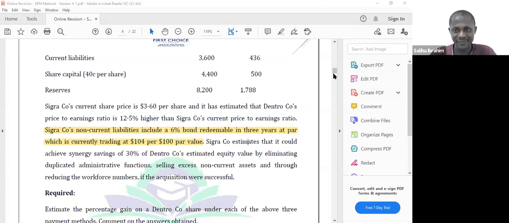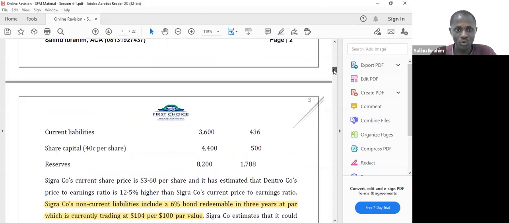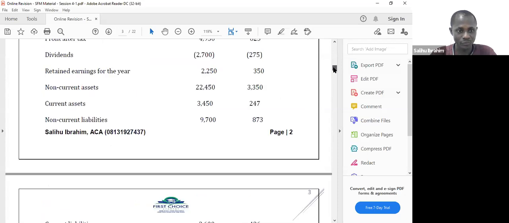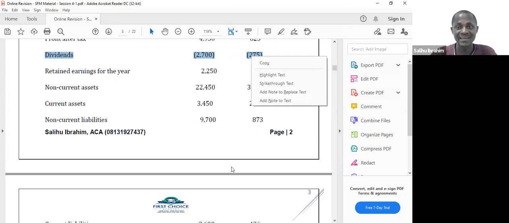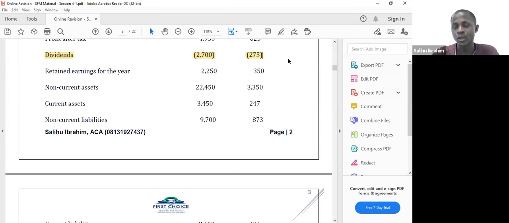Don't be deceived. Let me go back to the extra information they gave us. If you look at the information, we have dividend, right? You might be tempted that because we have dividend there, you want to go and use the dividend valuation model, but nay, you cannot use the dividend valuation model. Why? Your cost of equity is not given. Are you given cost of equity? No.